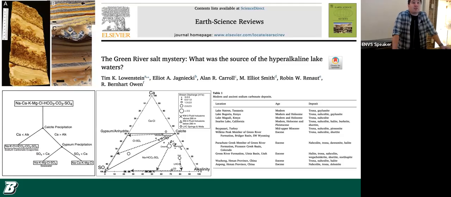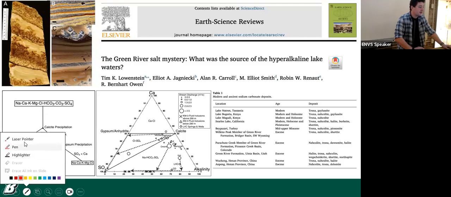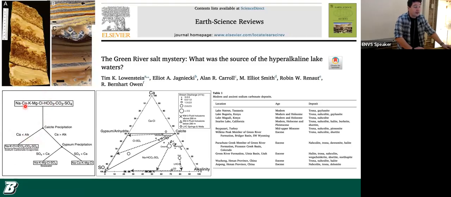One of the ways we do that is a theory called the principle of chemical divides, which states that depending on whatever your limiting reactant is at a given time, that's going to dictate whether you precipitate one mineral or another. So on the bottom left of this screen, you put a little laser pointer up here. We have a starting brine chemistry with a bunch of different constituents in it: sodium, calcium, potassium, magnesium, chloride, etc. We start concentrating that, and we hit our first chemical divide.